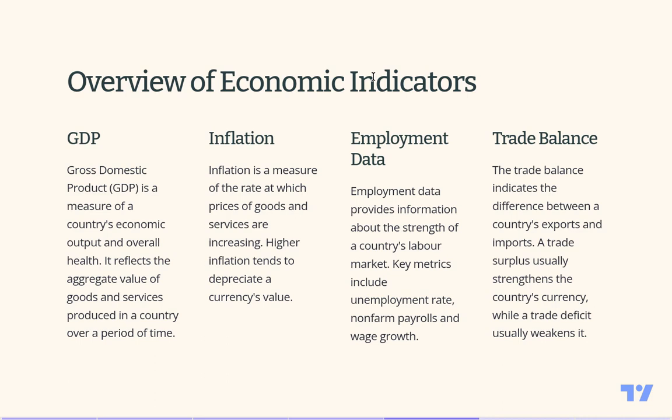So, an overview of economic indicators, which was one of the four factors influencing the forex market. The first one is the GDP. GDP stands for gross domestic product and is a measure of a country's economic output and overall health. It reflects the aggregate value of goods and services produced in a country over a period of time. So GDP is basically the health of the country's economy. It's more like the cash flow, right?